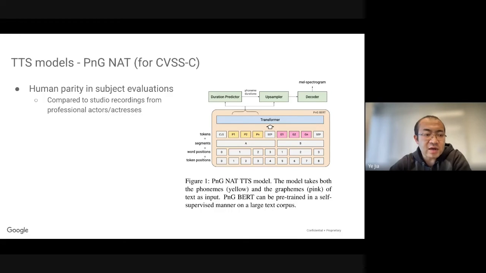So I'm going to quickly talk about the TTS models used for synthesizing speech in CVSS, but I won't touch the details. For CVSS, we use a PNG-NET model, which is a current state-of-the-art TTS model. In our internal large-scale subjective evaluation, the speech synthesized from PNG-NET got parity compared to studio recordings from professional actors or actresses. So that's a really high-quality TTS model.